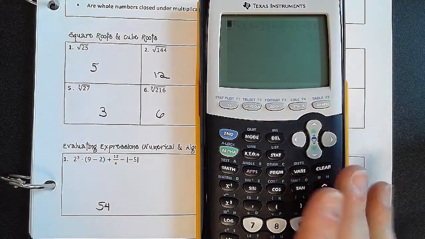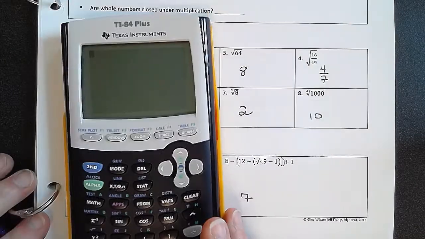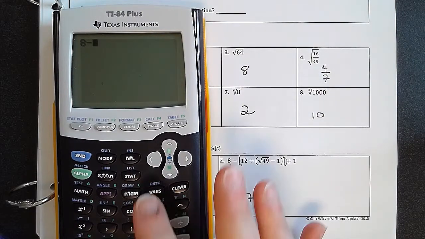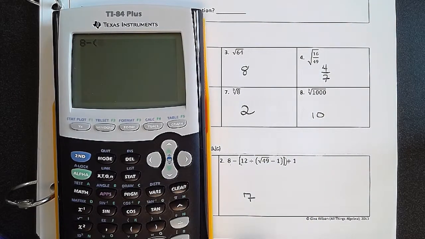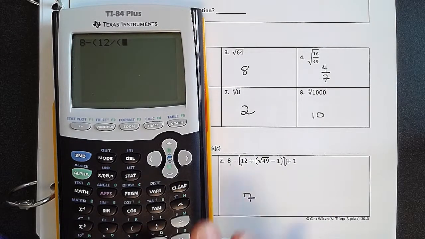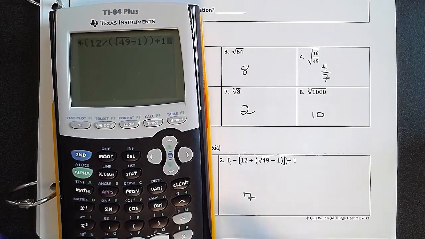Okay, so hopefully you guys had a chance to try that, and I'm going to go ahead and walk you through it. So I have 8 minus, and I'm going to put parentheses, 12 divided by, and then I put parentheses again. And I'm going to do the square root of 49, arrow over, minus 1, close parentheses again, and then plus 1. And I get 7. Okay?